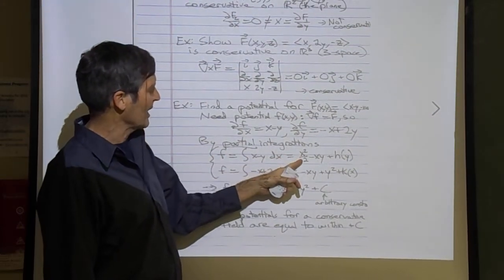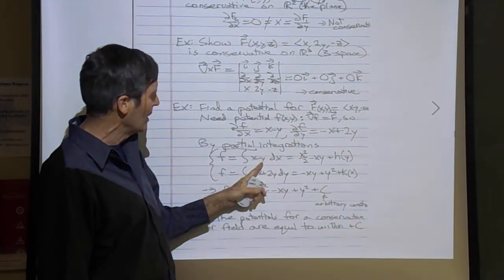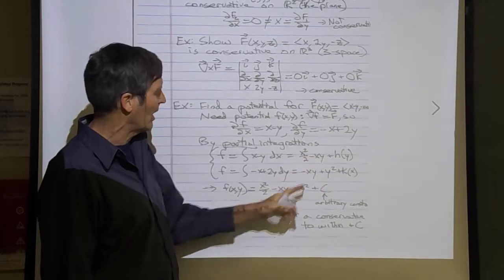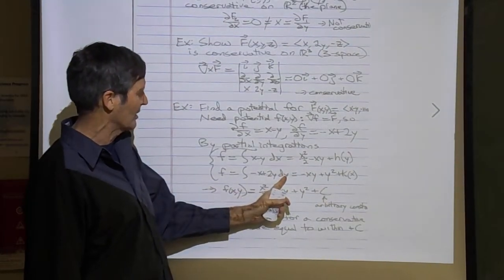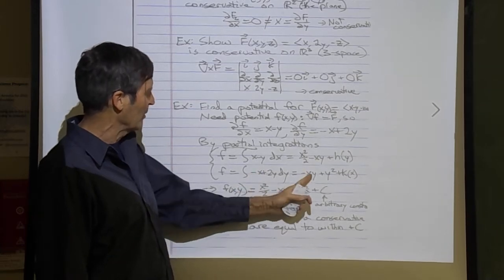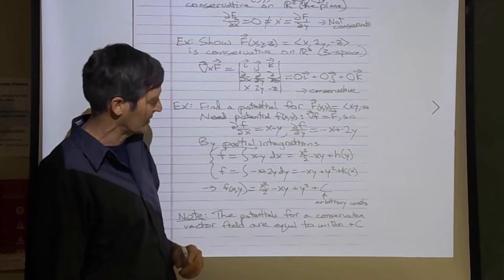And this one gets x squared over 2, because you integrate x, but it's a partial integral. So the integral of minus y is minus xy, since y is treated as a constant. Here this is a partial integral treating x as a constant. So the integral of minus x is minus xy, but the integral of 2y is y squared. Y is the variable, x is treated as a constant.